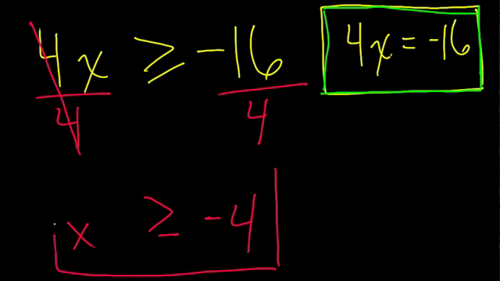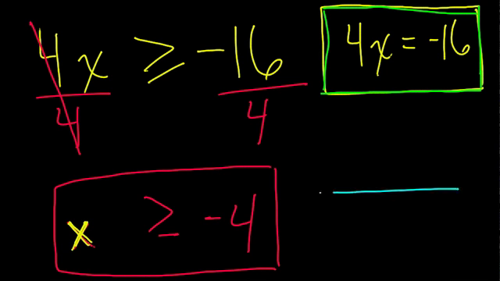Of course, we want to graph this, though. Remember, what we're doing is graphing x values, right? And this says that x values are greater than or equal to negative 4. So if we set up our number line here, right, here is negative 4. If we go to the right, that's the positive direction. If we go to the left, that's the negative direction. So x has to be numbers that are greater than or equal to negative 4.